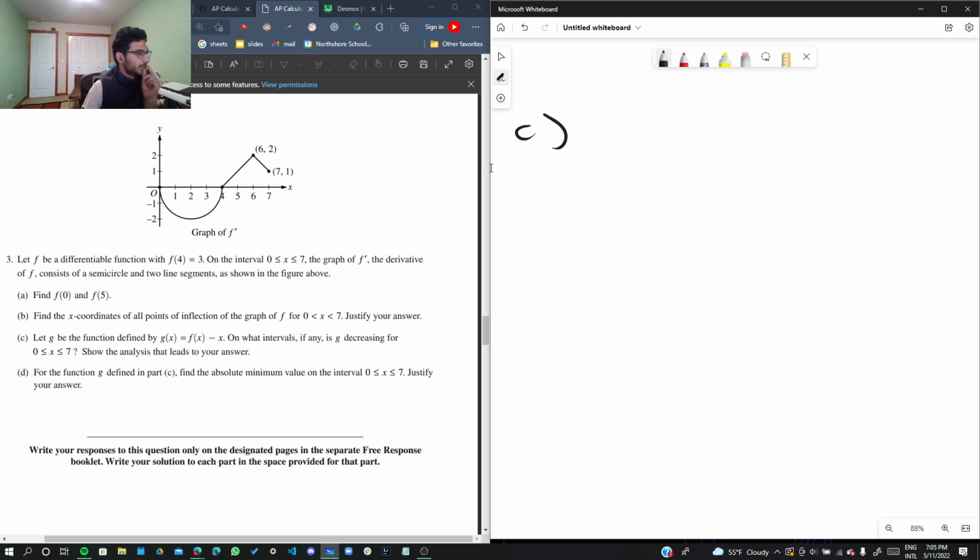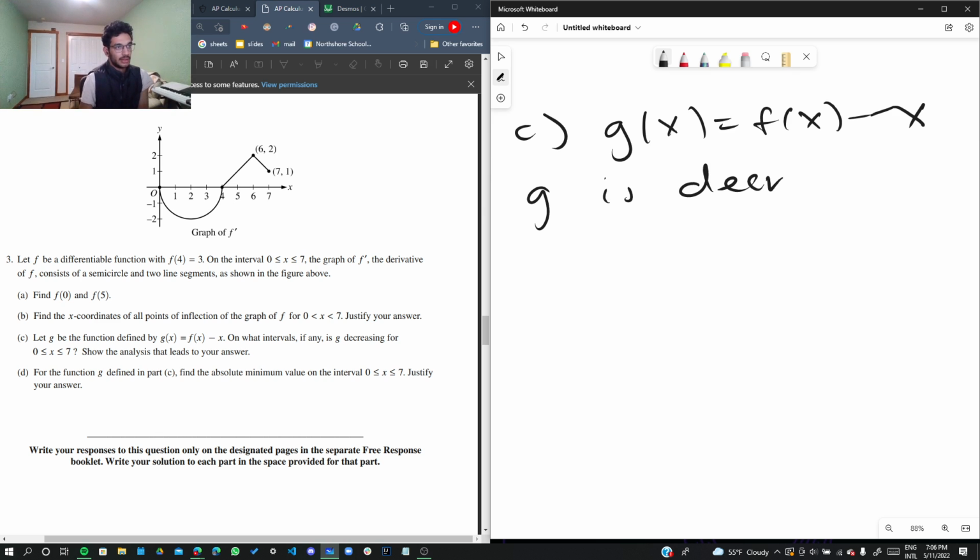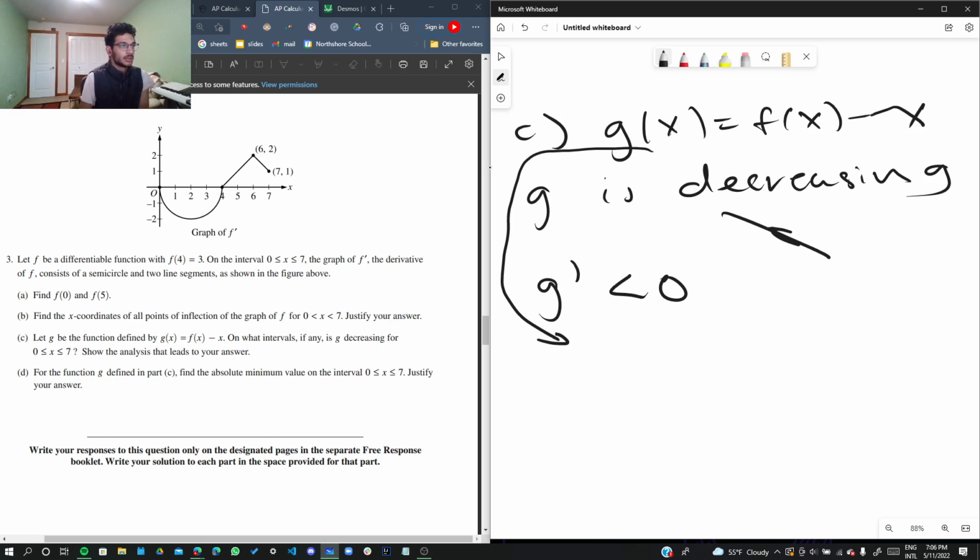Okay, let g be the function defined by g of x is equal to f of x minus x. On what intervals, if any, is g decreasing? So it's the same idea. If g is decreasing, what's the slope? The slope is negative, so g prime is less than 0. So g prime of x is equal to f prime of x, just the derivative of f, and then we subtract 1, right?